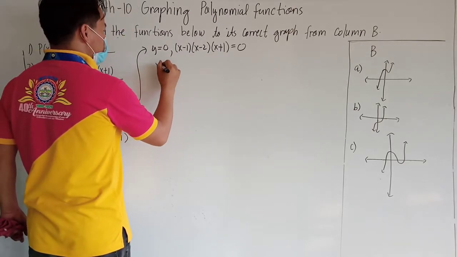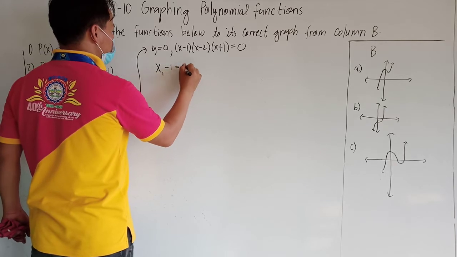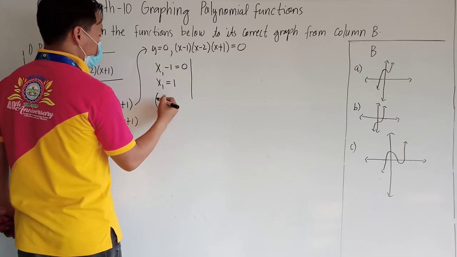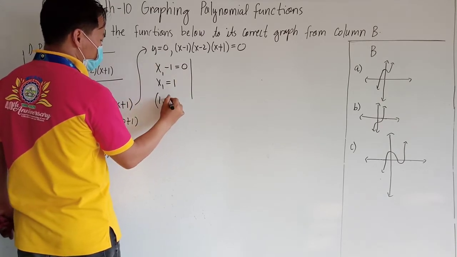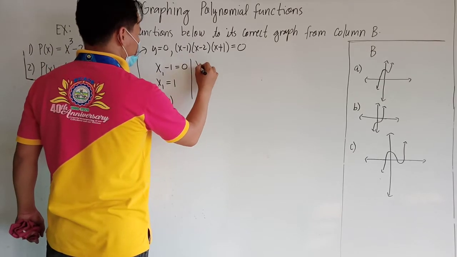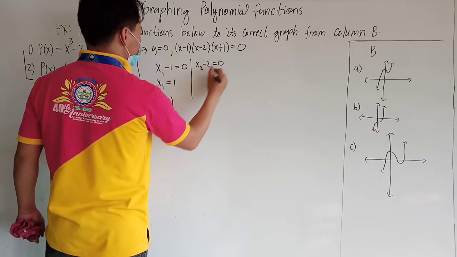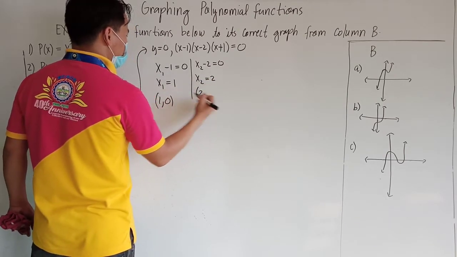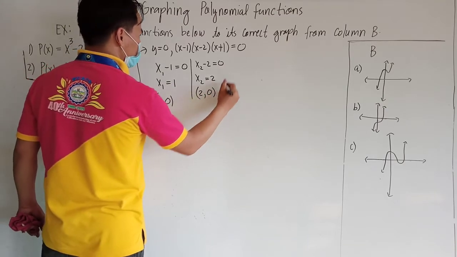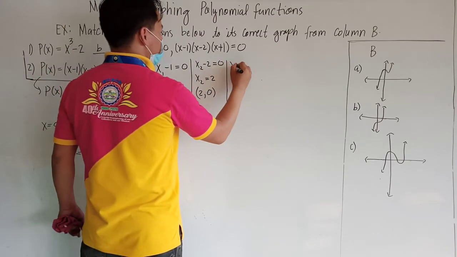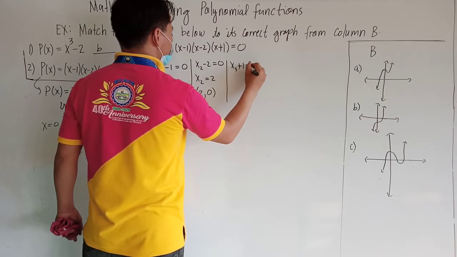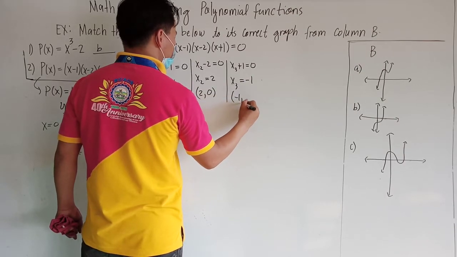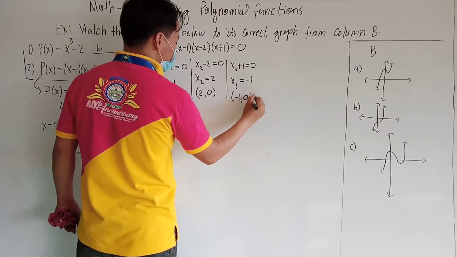So we have here x1 minus 1 is equal to 0. x1 now is equal to positive 1. Again, this one is at point 1 and y is 0. Next, in here, x sub 2 minus 2 is equal to 0. X sub 2 now is equal to positive 2. Again, it's at point 2 and we have y is 0. Next, we have x sub 3 plus 1 is equal to 0. X sub 3 now is equal to negative 1. Or is at point negative 1 and y again is 0.